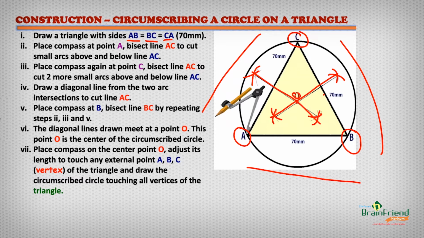Place compass on the center point O. Adjust its length to touch any external points A, B, and C, which is called the vertex. And draw the circumscribed circle touching all vertices of the triangle. Now let's watch an illustration to see how we can construct these geometric shapes.